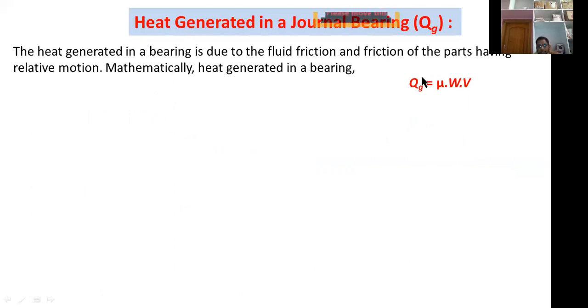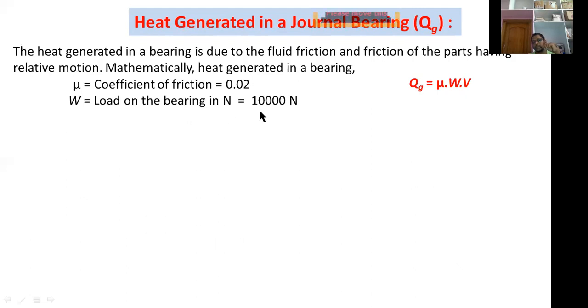Here Qz is the amount of heat generated, or amount of power wasted. Here mu is the coefficient of friction. This value is obtained from the previous step, that is 0.02. W is the load on the bearing or load on the shaft. That one also is given, that is 10 kilonewtons. So W equal to 10,000 newtons.